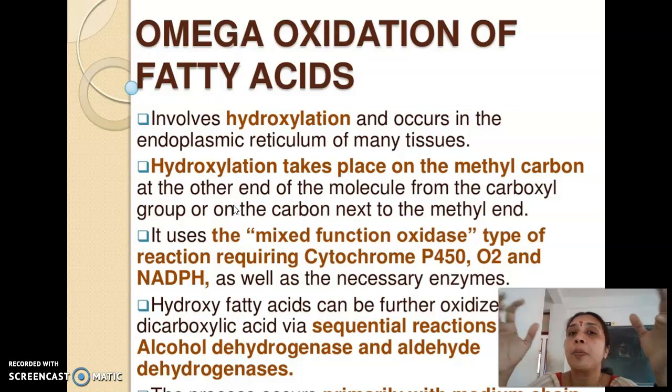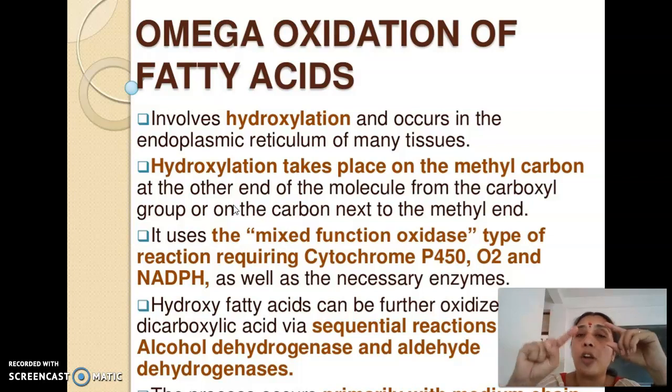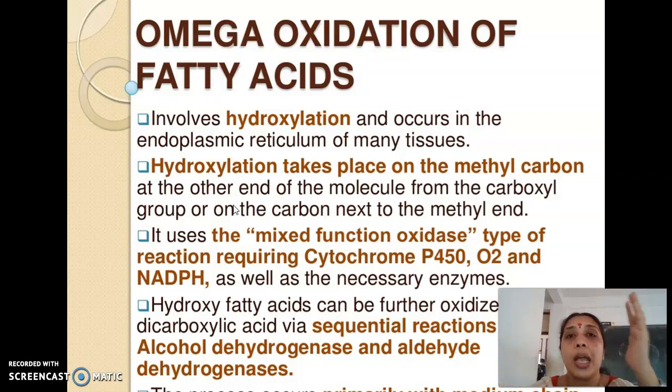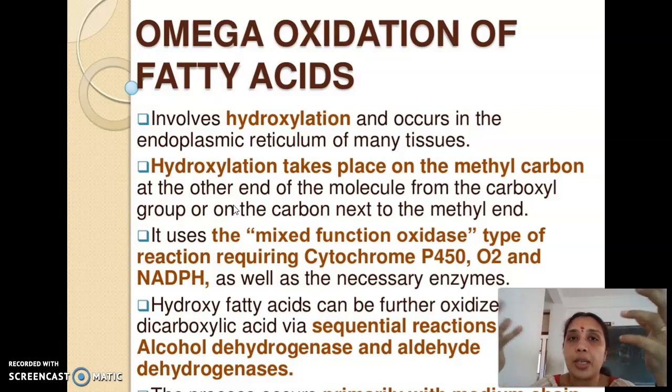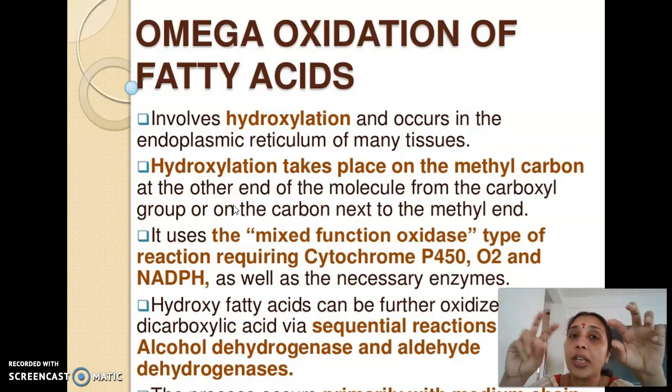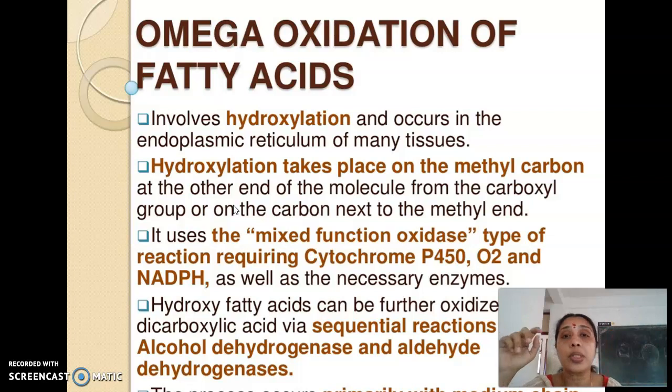Mixed function oxidase means it is the incorporation of molecular oxygen. Oxygen is incorporated, but the difference is that out of the two oxygen atoms present in the oxygen molecule, one oxygen atom will be oxidizing one substrate, and the other oxygen atom will be added to another substrate. The oxygen is split so that two molecules are oxidized at a time. Two different molecules get oxygen attached. Such enzymes we call mixed function oxidases.